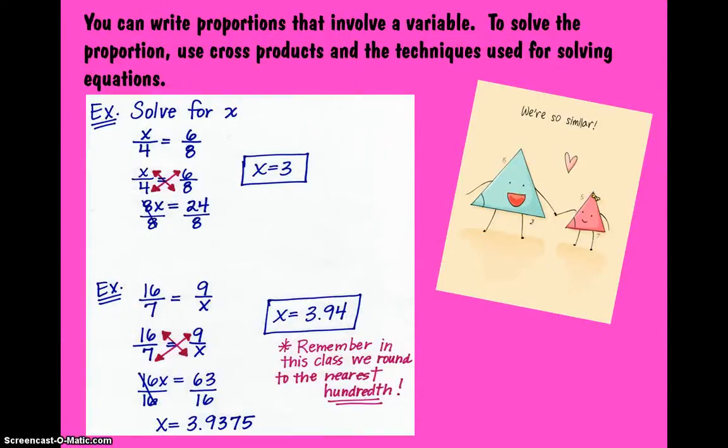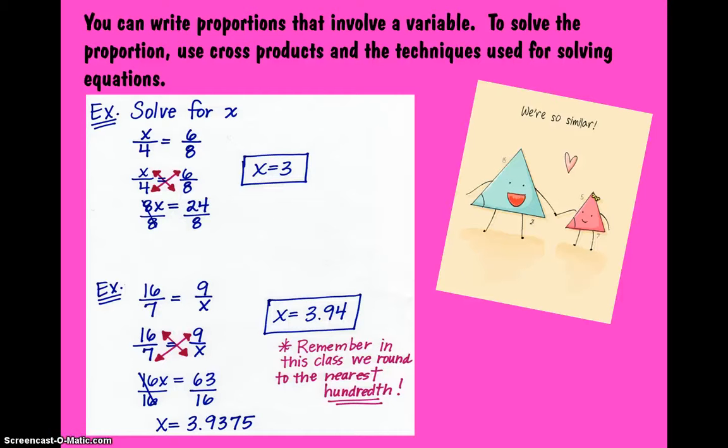You can write proportions that involve a variable. To solve the proportion, use cross products and the techniques used for solving equations. Let's look at this example. I want you to solve for x. So we have x over 4 is equal to 6 over 8. We're going to cross multiply using cross products, and we're going to end up getting 8 times x is 8x, 4 times 6 is 24.